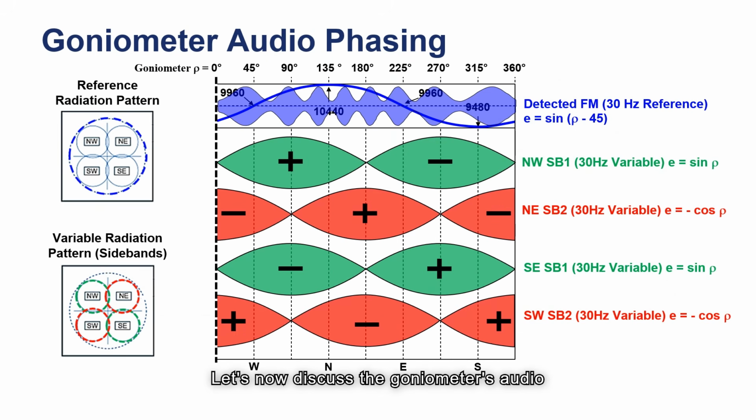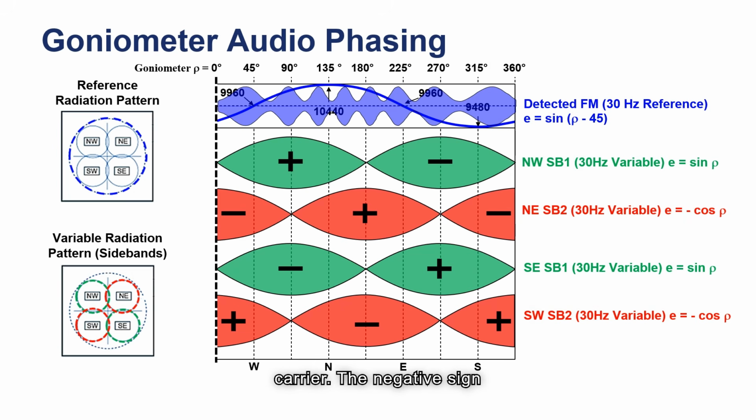Let's now discuss the goniometer's audio phasing in more detail. There's an angle associated with the position of the goniometer output waveforms. It's referred to as ρ and serves as a reference for describing each waveform. Its relation to the goniometer is such that ρ equals 0 degrees when sideband number 1 output is 0 and sideband number 2 output is at its maximum amplitude with respect to the carrier.